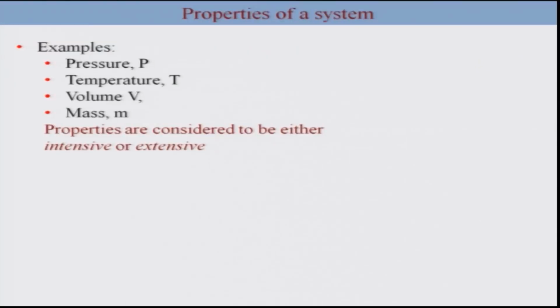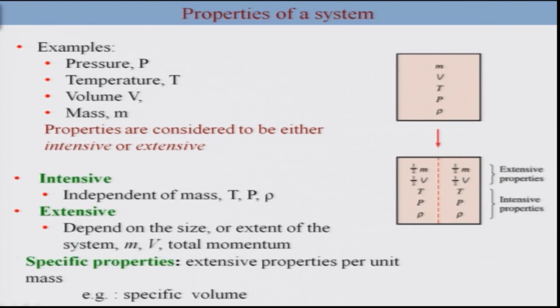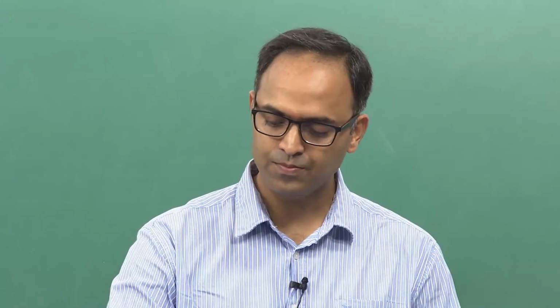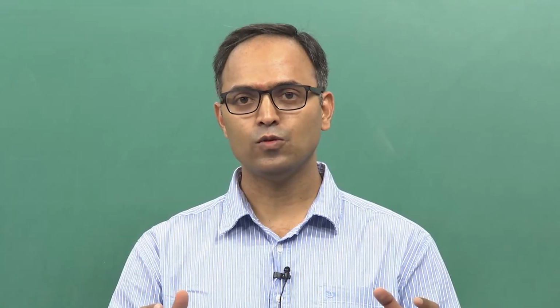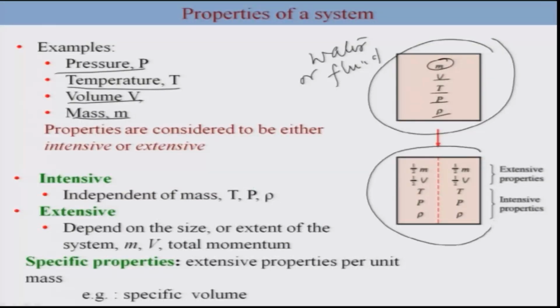Okay, so let us look at common properties of a system. The examples are pressure, temperature, volume and mass. The properties can be extensive or intensive. So just take an example. Let us consider a system. This system can be simply water or any fluid, having a mass m, volume V, temperature T, pressure P and density rho. Now you divide this particular system into two parts, and that you can do in this form, where you have divided into part 1 and part 2.